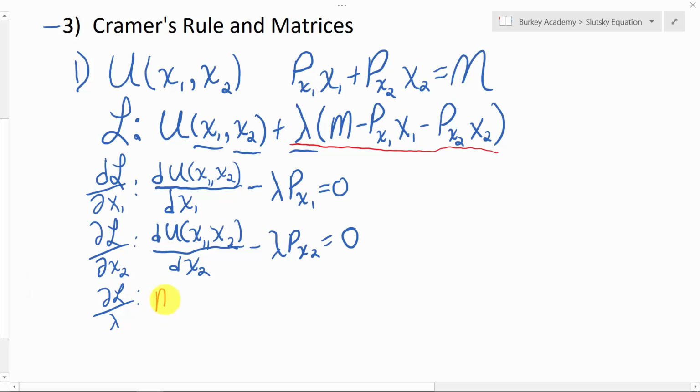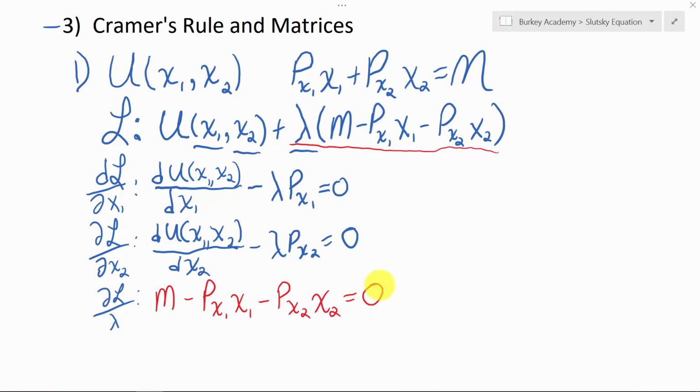So it's going to be m minus the price of x1 times x1 minus the price of x2 times x2 equals 0. So this is what the three equations, and this is our first ingredient. This is the first thing we're going to see when we look at that derivation of the Slutsky equation. Okay, ingredient number 2.